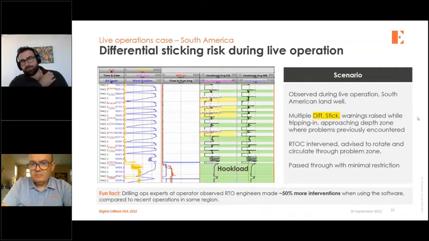And just one thing that I found very interesting when speaking to the same operations specialist from this company was that when they were using the software like this, he had observed that the RTO engineers working with this field were making 50% more interventions when they used the software compared to when they would just be monitoring without software in the same area. So his takeaway from that was that it helps also to improve the alertness of the RTO engineers. It's kind of a nice piece of info that I just wanted to share with you guys on the call.